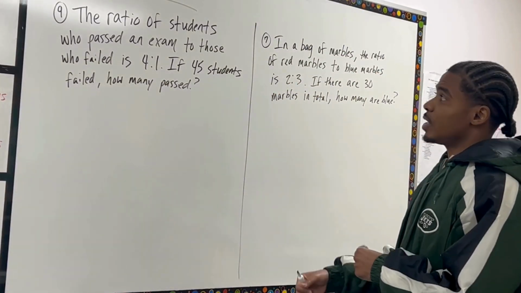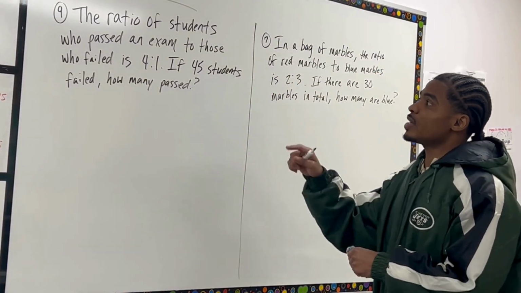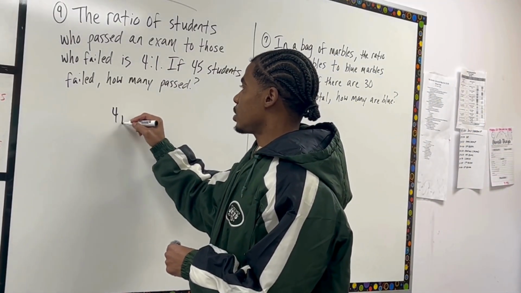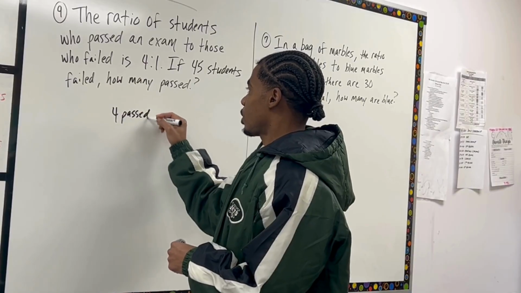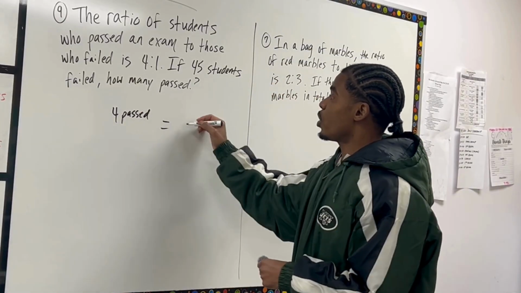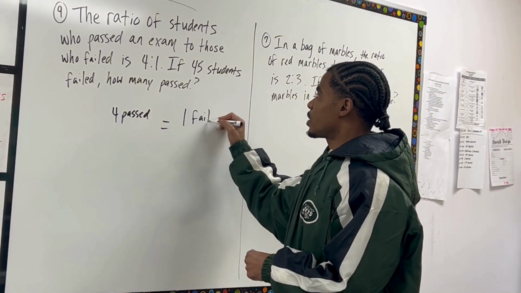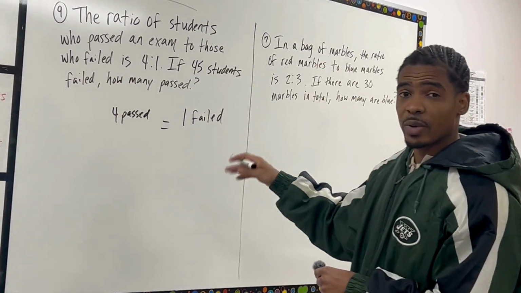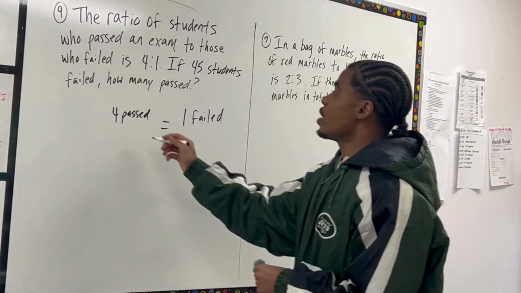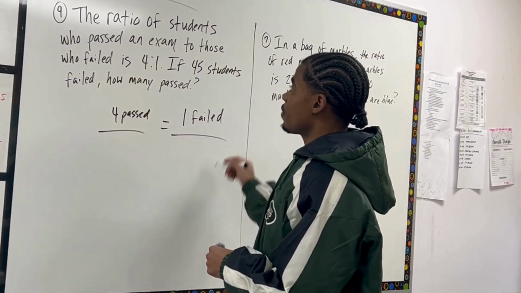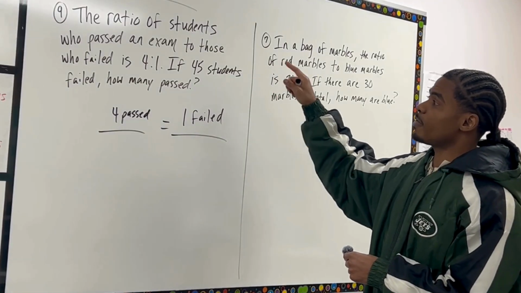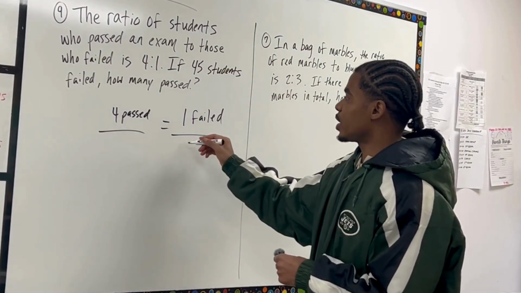What I mean by that is if it says the students who pass an exam is 4, we can say 4 passed. We'll put that equal to 1 who failed. So we're not basing this off a total of 5 students like we have in some of our previous ones. So 4 students passed, 1 failed. Like I said again, we're not worried about the total. It just says if 45 students failed. So we're going to place this one here.